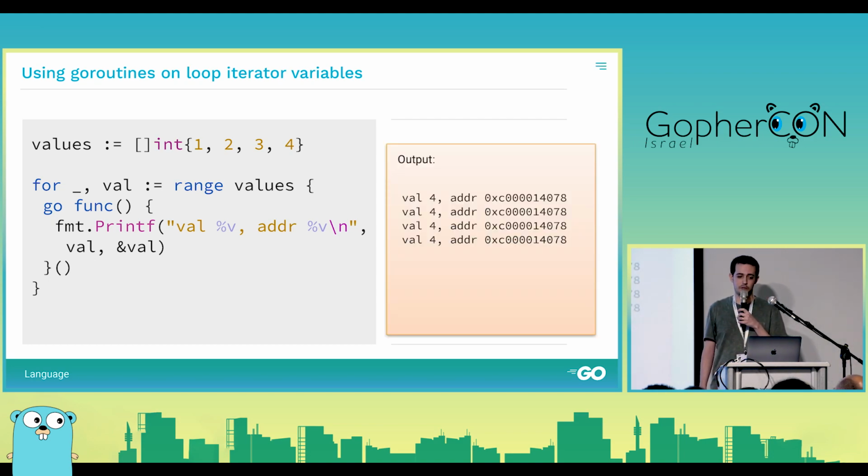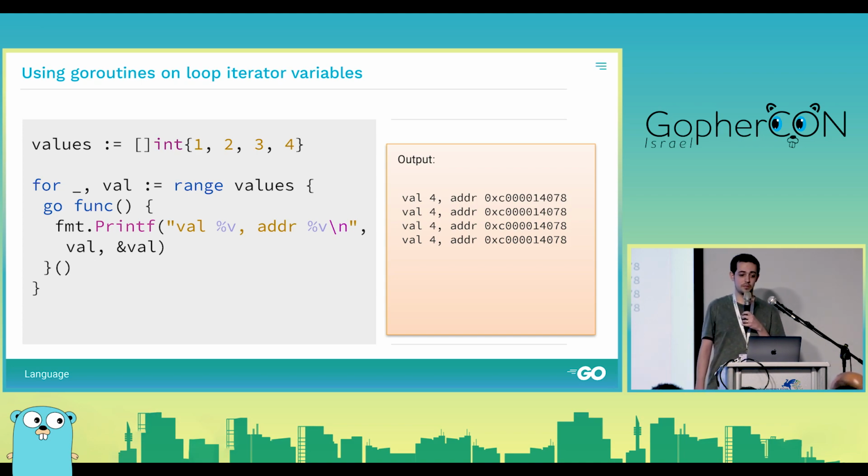Notice all routines print 4, and the disturbing part is that they all print the same address. What's going on here? Well, this is a language design issue regarding range loops, which states that each loop iteration uses the same instance of the variable val. That means each routine closure shares that single instance with the other routines.